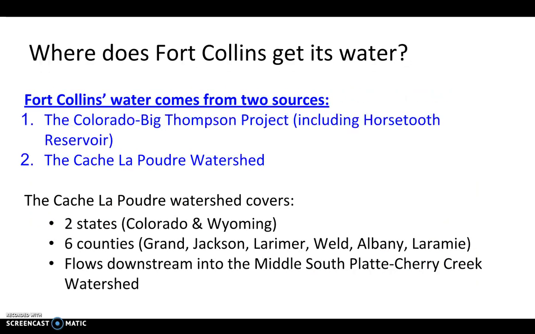So Fort Collins gets its water from the Colorado Big Thompson project, including Horsetooth Reservoir. So the Big Thompson River actually feeds Horsetooth Reservoir, and then the Cache-la-Poudre watershed. So the Cache-la-Poudre watershed is in Colorado and Wyoming. It covers 6 counties: Grand County, Jackson County, Larimer County, Weld County, Albany County, and Laramie. It flows downstream into the middle South Platte Cherry Creek watershed, which is to our southeast.